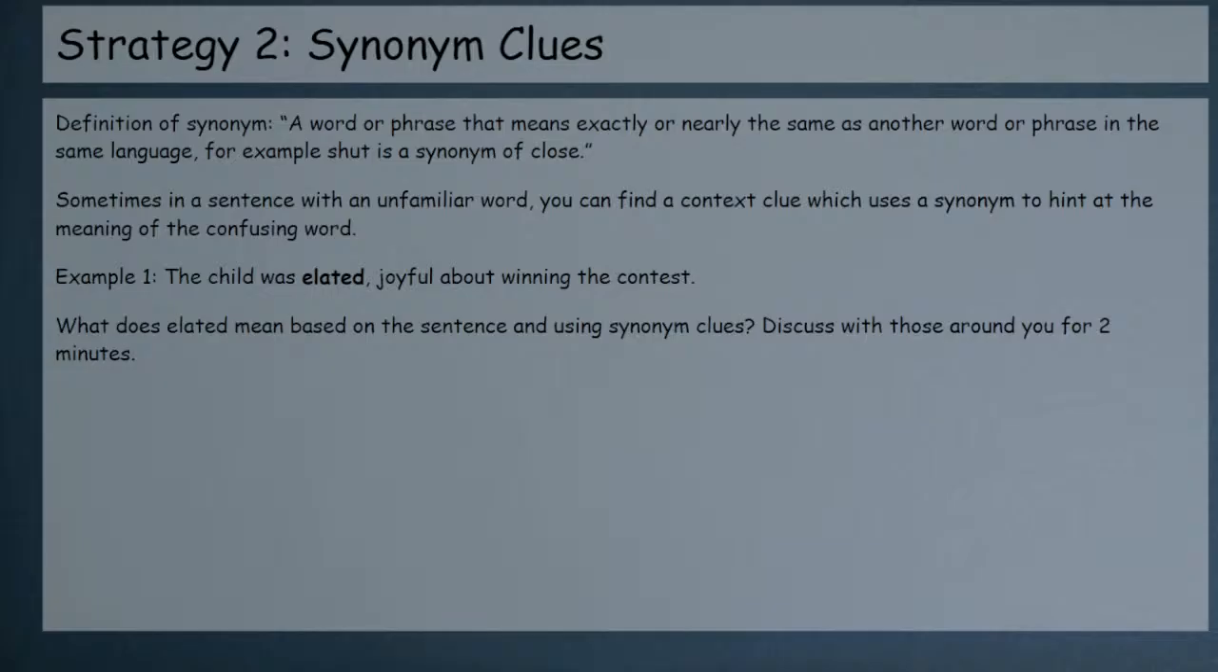Sometimes, in a sentence with an unfamiliar word, you can find a context clue with a synonym to hint at the meaning of the confusing word. So basically, what this means is that if you have a sentence and you have an unfamiliar word, sometimes there will be another word that means the same thing as the unfamiliar word, and based on that, you can guess the definition of the confusing word.